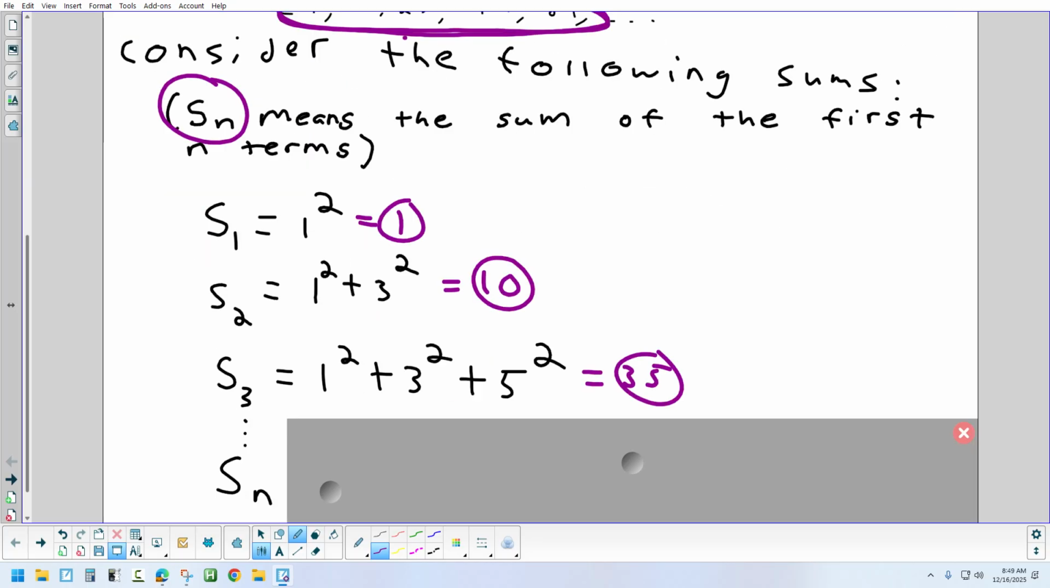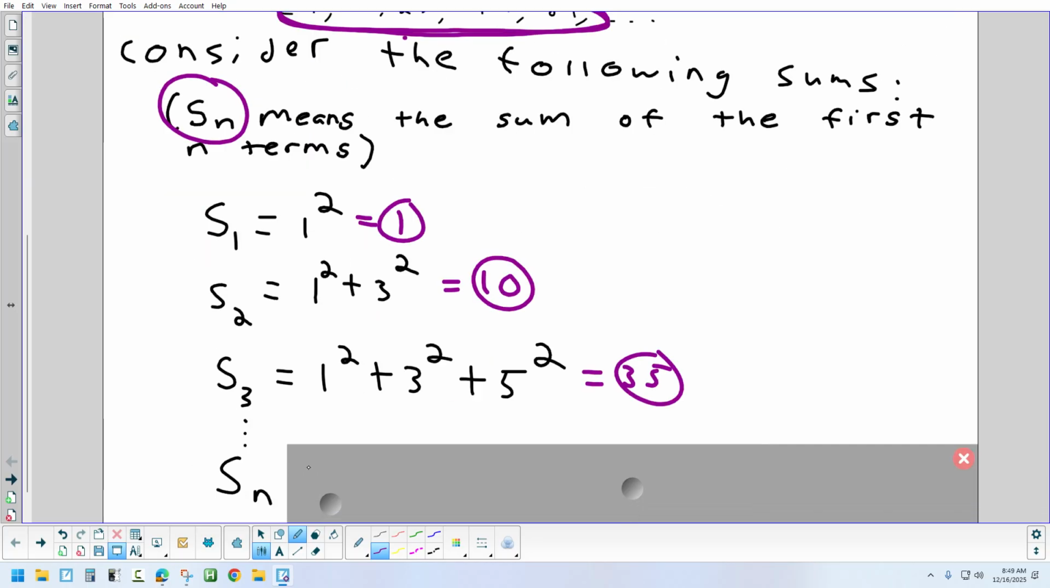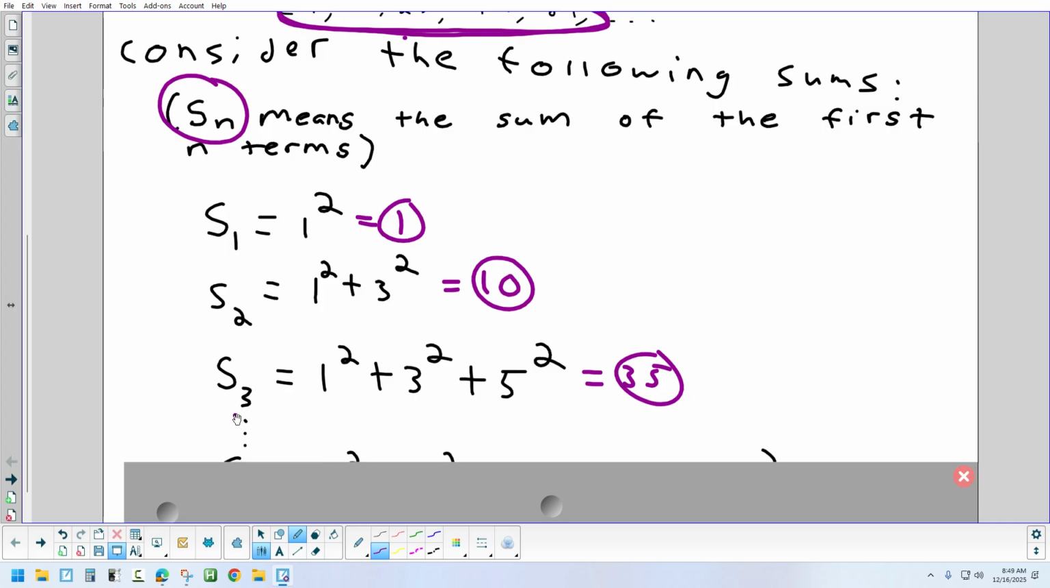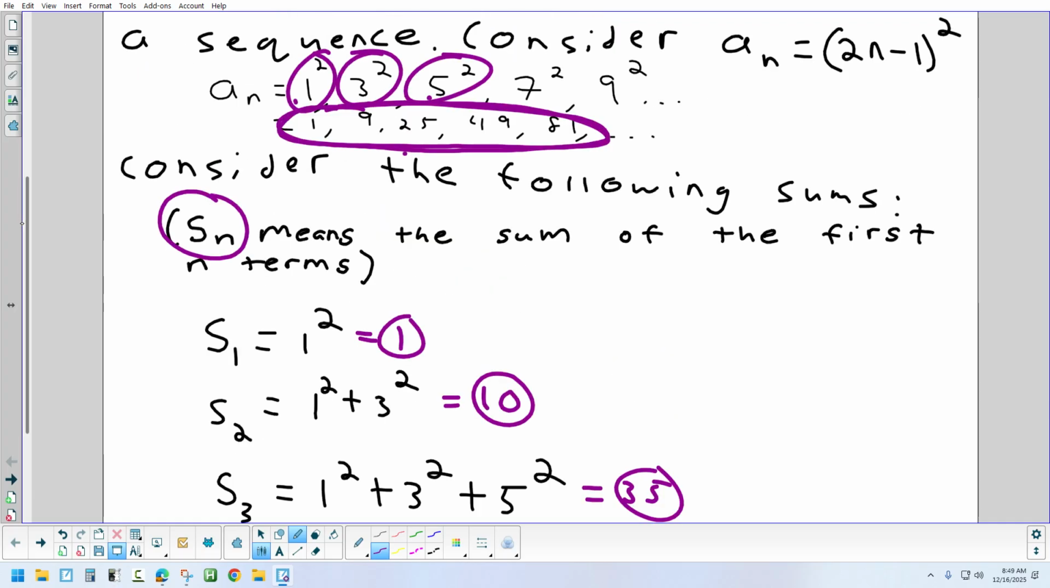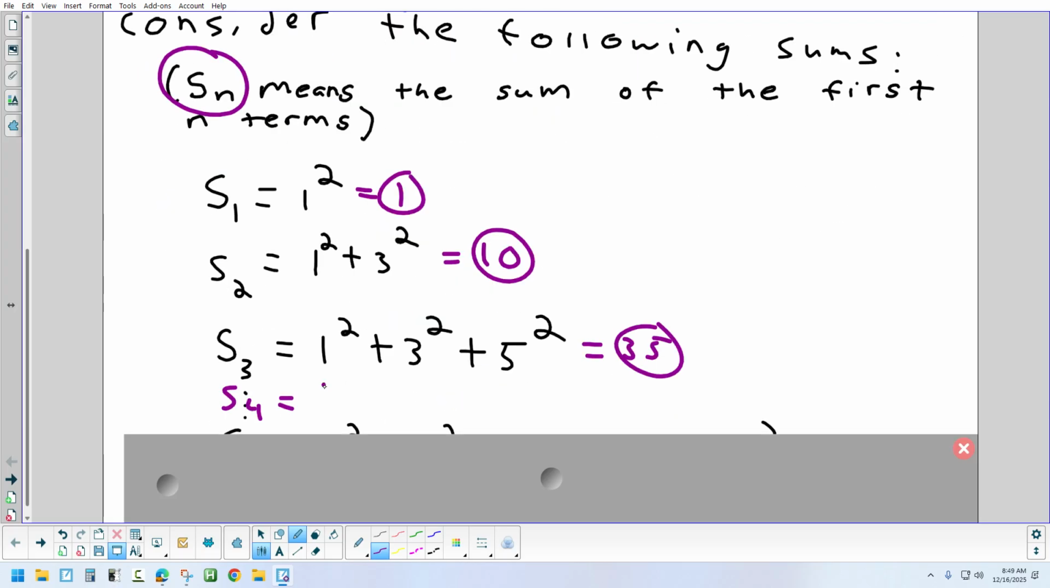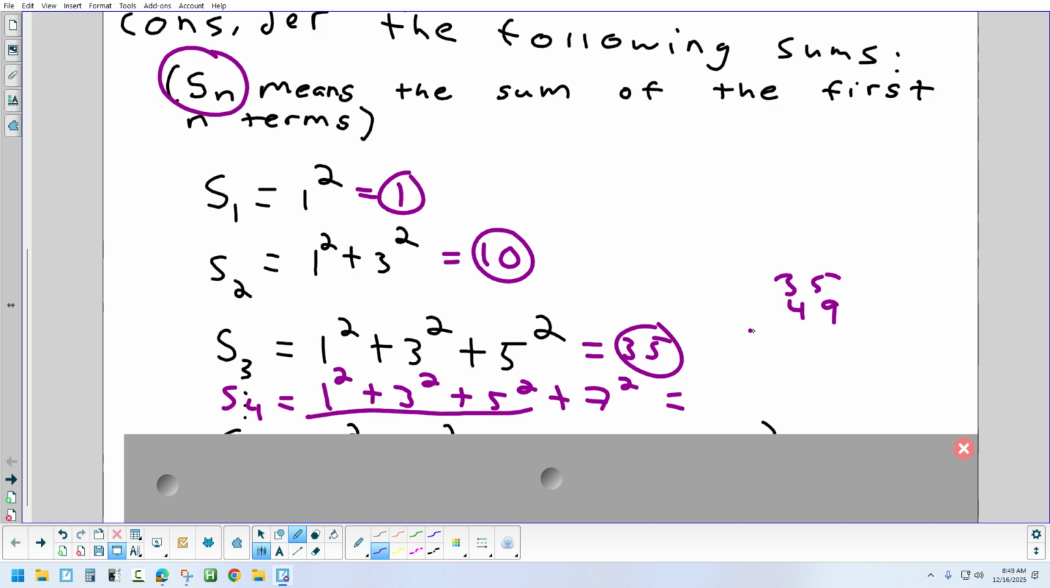Okay, and let's just do one more. Let's do S sub 4, just so we have one more. S sub 4 would mean to take the first 4 terms of what's circled in purple and add them up. 1 squared, 3 squared, 5 squared, 7 squared. So we already got this part right here. That's 35. That's 49. So if we add those together, we get 84.